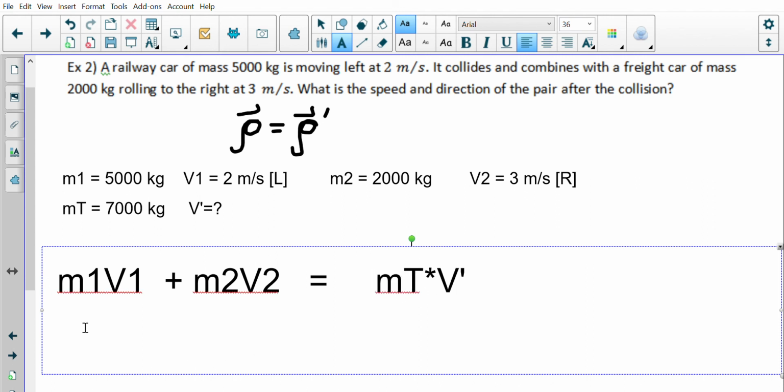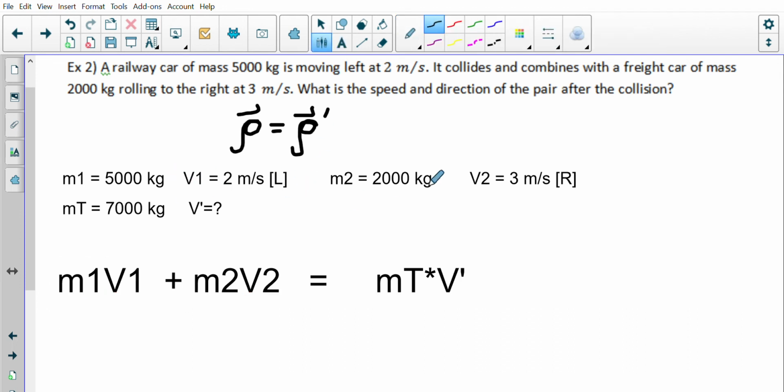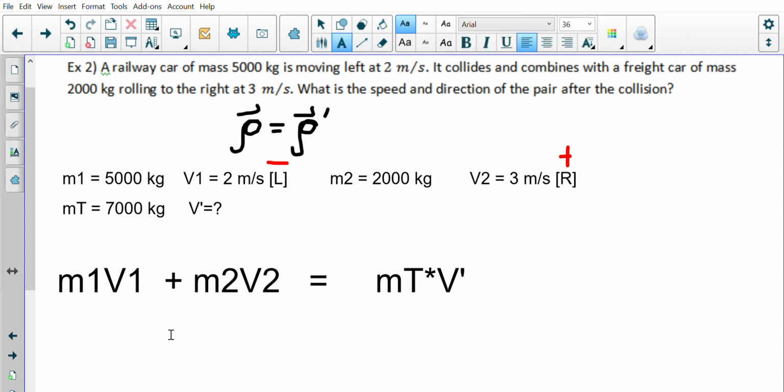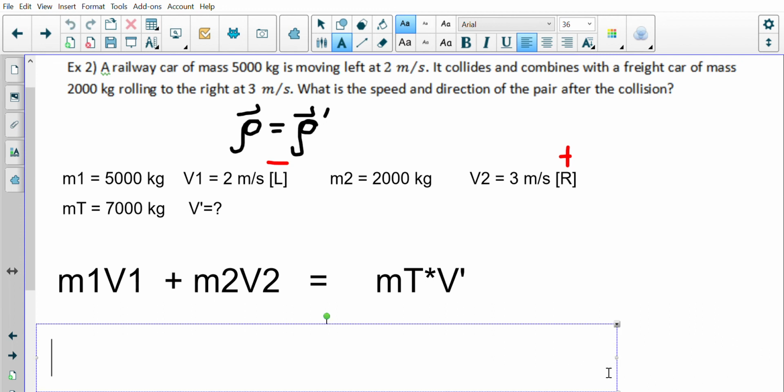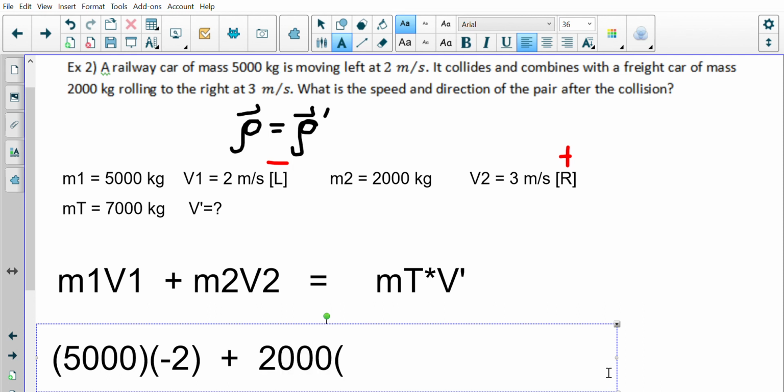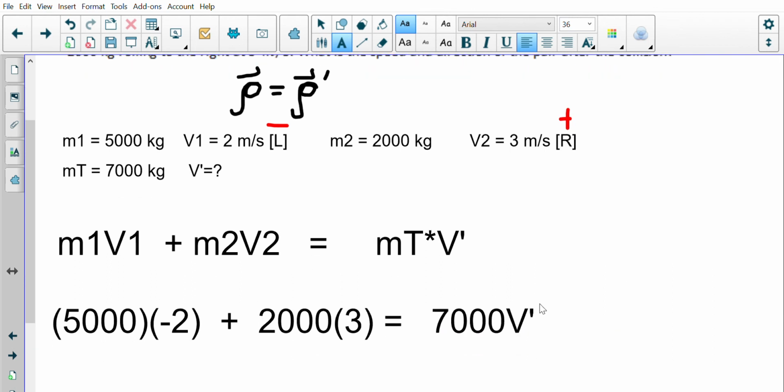All right, so now I'm going to sub my values. But again, as I mentioned, I'm going to go with right positive and left negative, because that's normally what I do. So subbing in values: M1 there is 5,000 kilograms. Our V1 is 2, but it's left, so I'm going to go with negative 2 on that one. Plus M2, which is our 2,000 kilograms, going 3 to the right. And our total mass was 7,000 kilograms, and we want the final velocity of those two together.